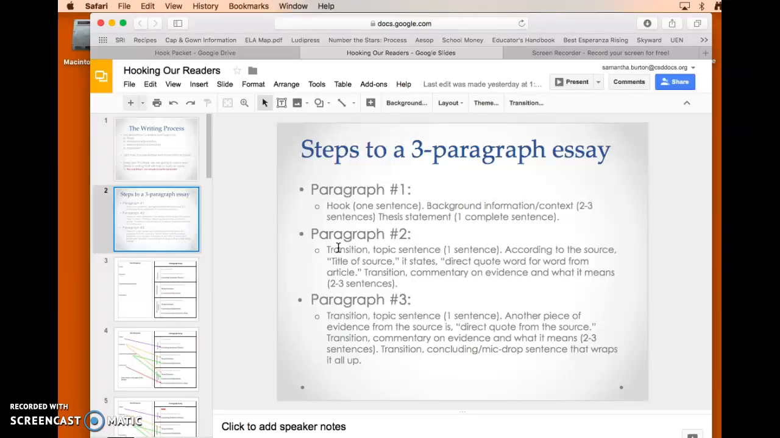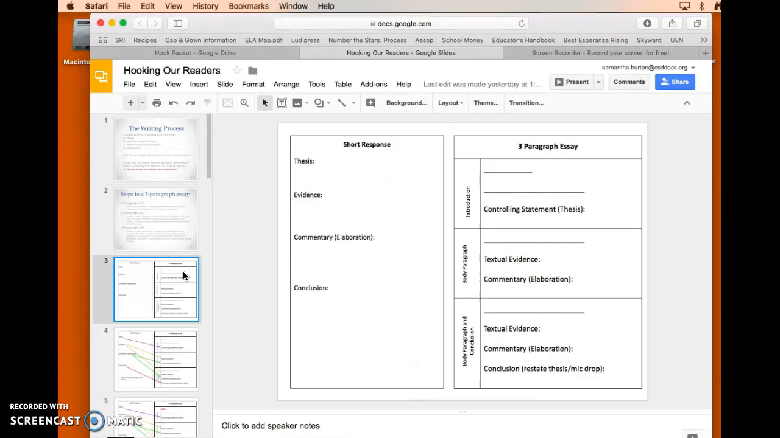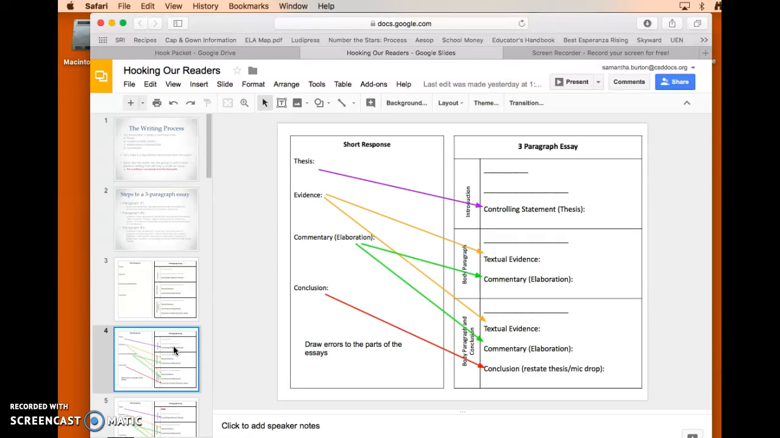Before I go through all of this, I kind of want to compare what a short response looks like to an essay. So you guys will notice on the left-hand side a short response. You guys are very familiar with this. We've got the thesis, we've got the evidence, we've got the commentary, and we've got the conclusion. What you may not realize is, look how much you already know. You know the thesis, you know evidence, you know commentary, you know conclusion. Those pieces are automatically moved over to an essay.